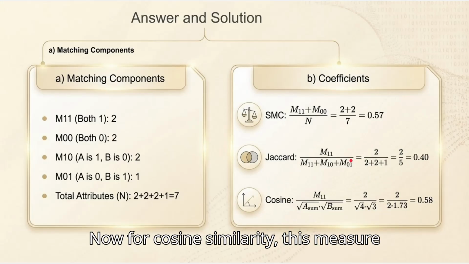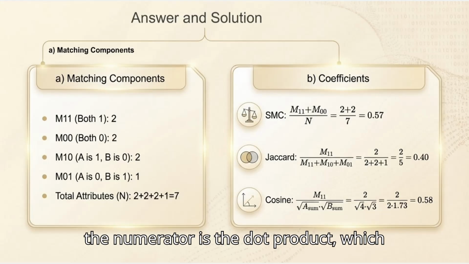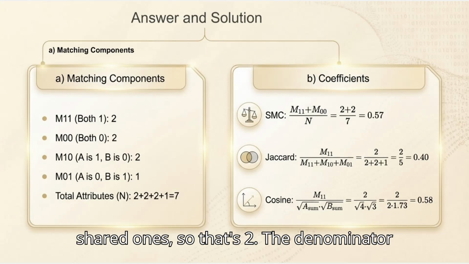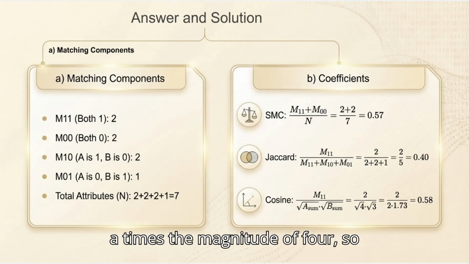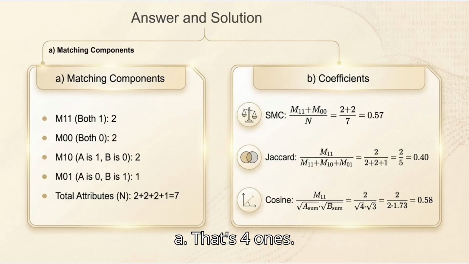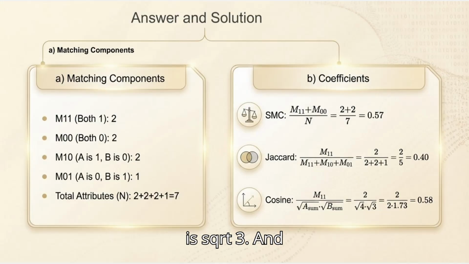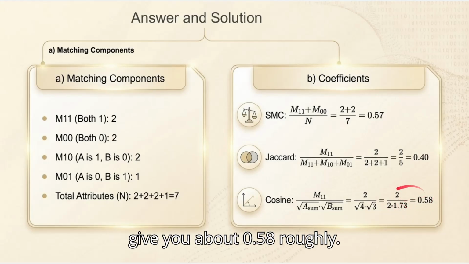Now for cosine similarity, this measures the angle between the vectors. The numerator is the dot product, which for binary vectors is just the shared ones. So that's 2. The denominator is the magnitude, the length of A times the magnitude of B. A has 4 ones, so its length is the square root of 4. B has 3 ones, which is the square root of 3. That will be 2 times 1.73, as you can see. And 2 divided by that will give you about 0.58 roughly.